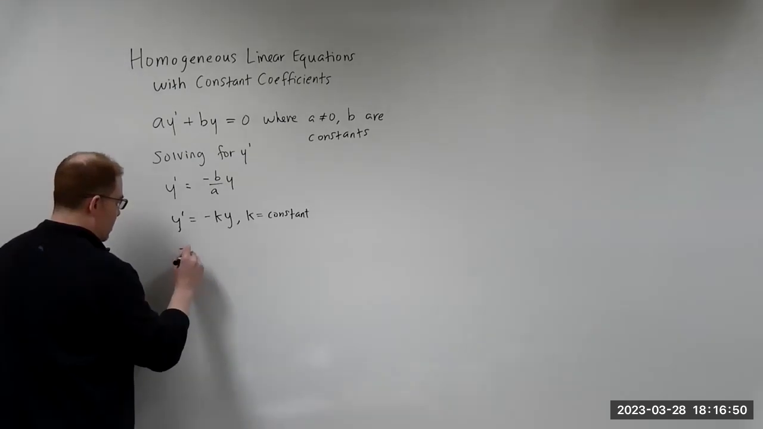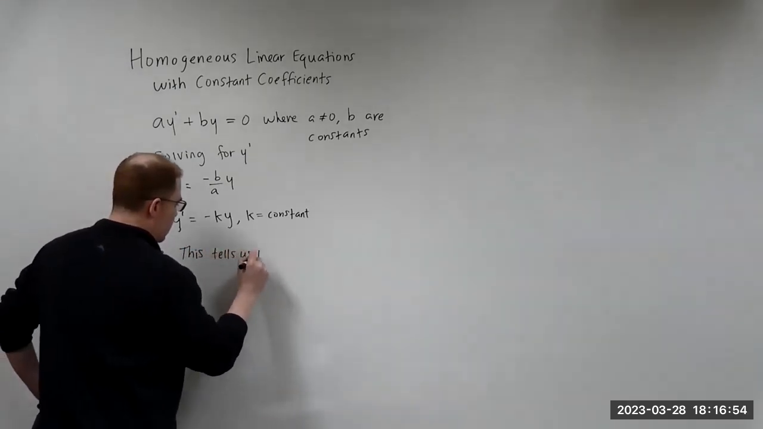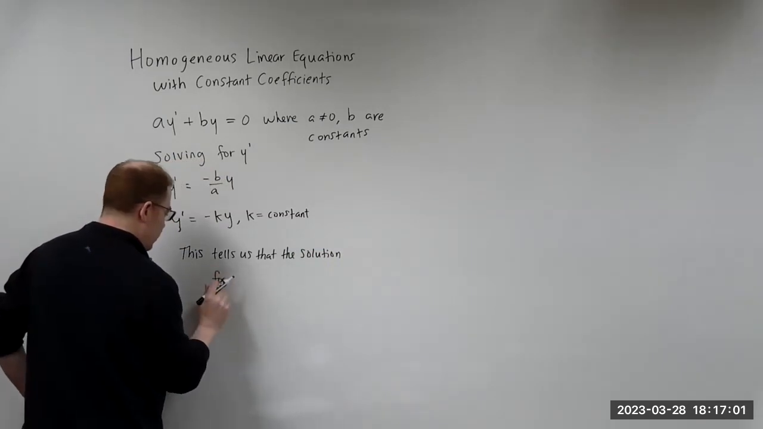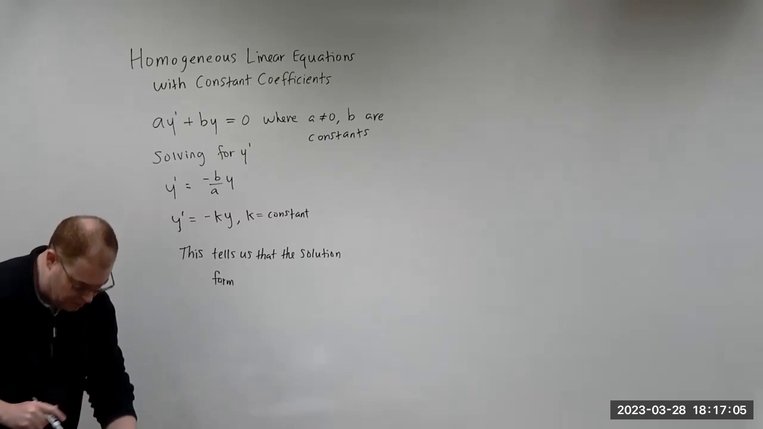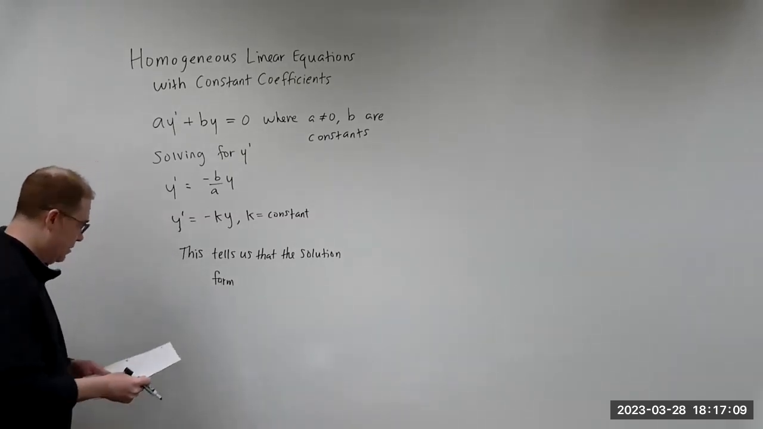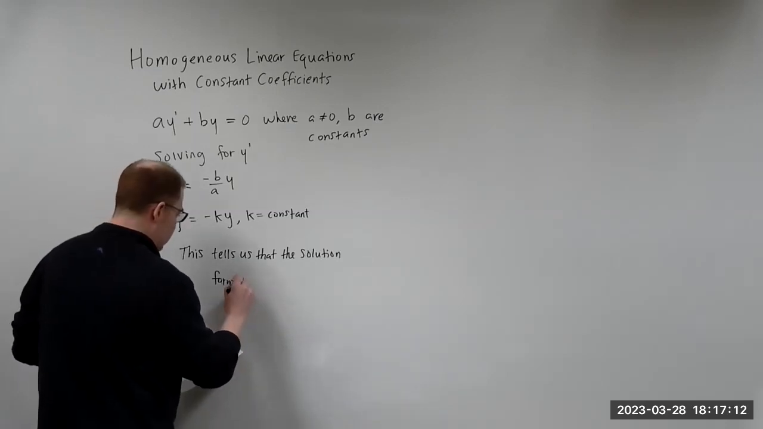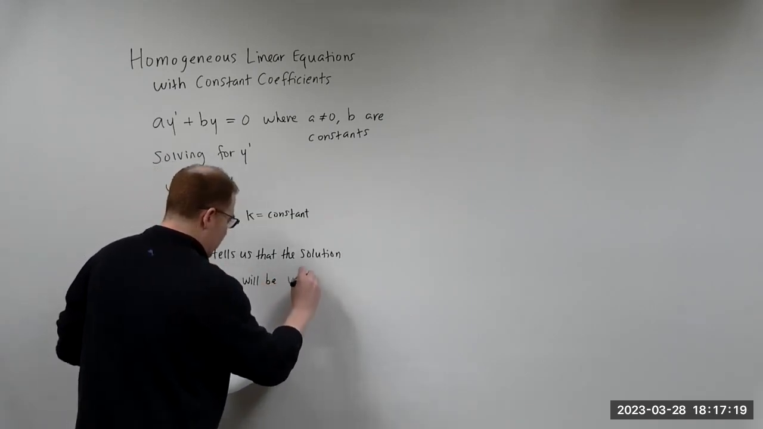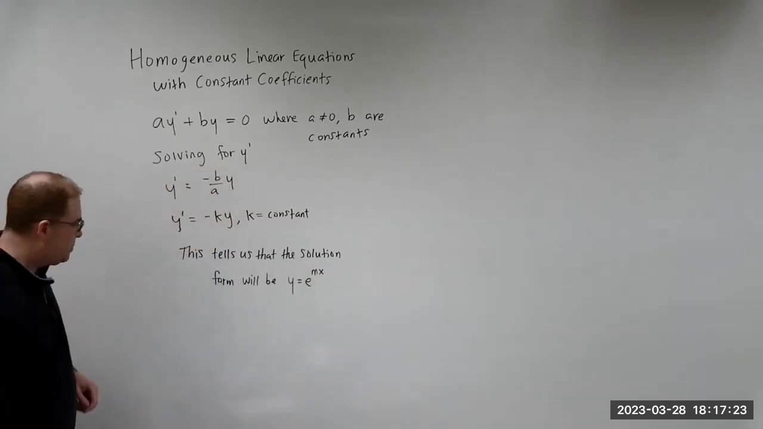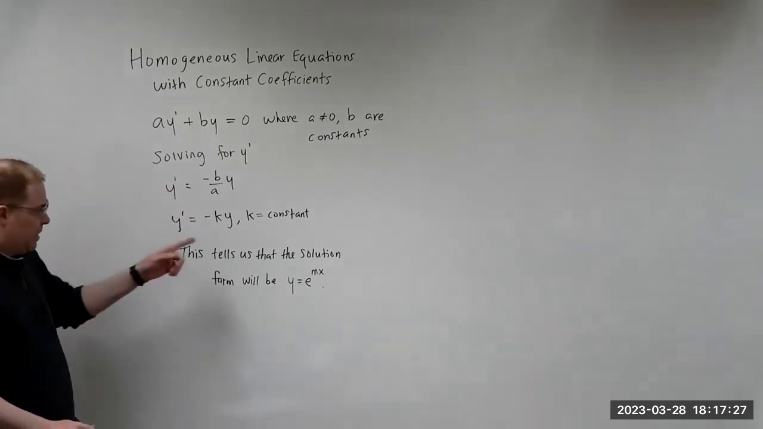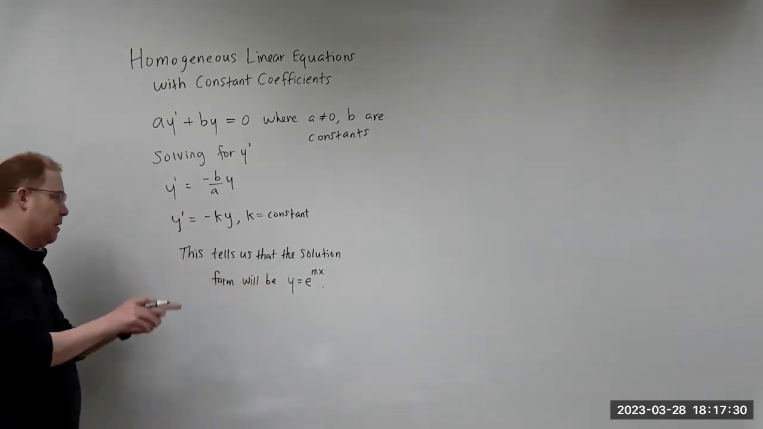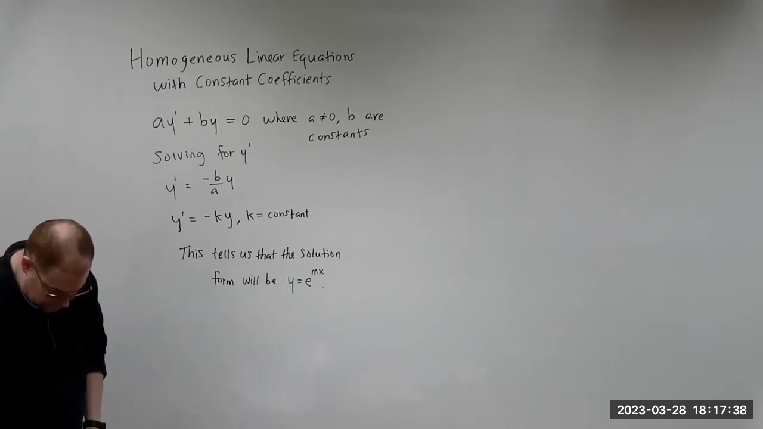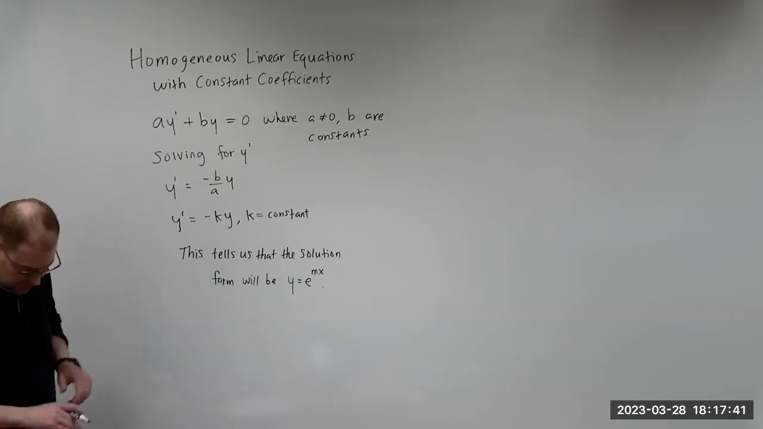So this tells us that the solution form will be something like y equals e to the mx, okay? All right. So when you take the derivative of this, you get e to the mx times m, okay? And then from there, you have the constant that falls out, okay?